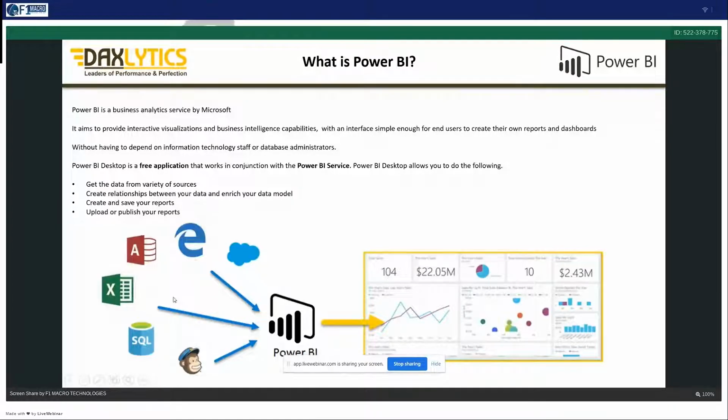Then you will be required to create a relationships between multiple tables. For example, you have 10 tables, so you will be required to create a relationship. What is a relationship? What is data modeling? We are going to talk about that in a separate class. Then you will create and save your report, and then publish your report to Power BI service. So these are the steps you have to follow.